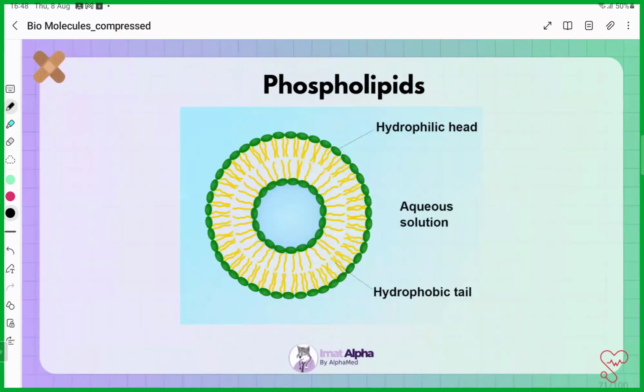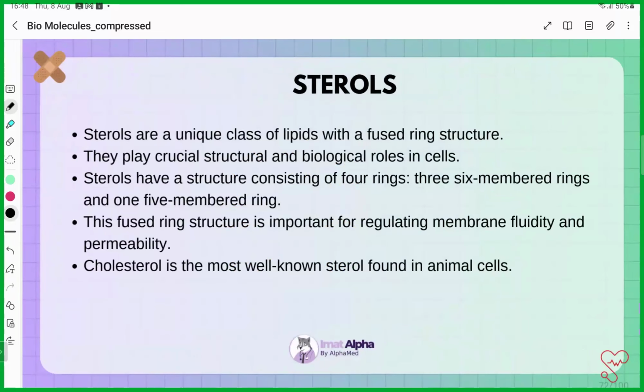Sterols. Sterols are a unique class of lipids with a fused ring structure. They play crucial structural and biological roles in cells. Roles mean like being hormones, like any other function in the blood. Sterols have a structure consisting of 4 rings, 3 6-membered rings and 1 5-membered ring. This fused ring structure is important for regulating membrane fluidity and permeability.